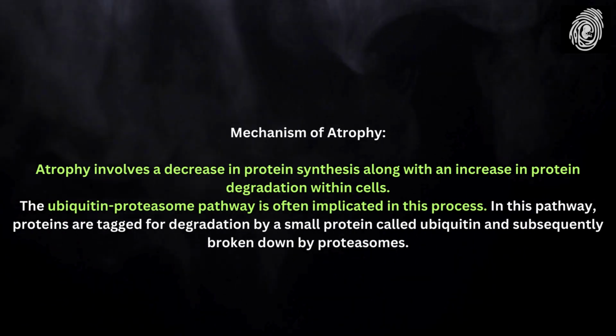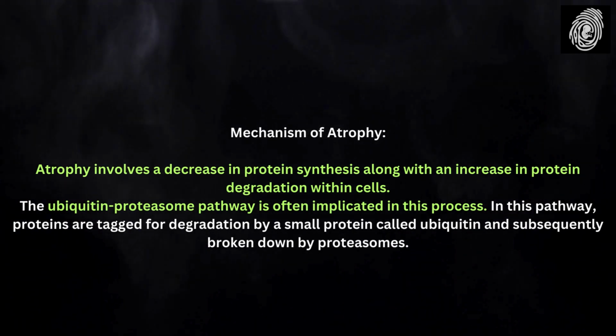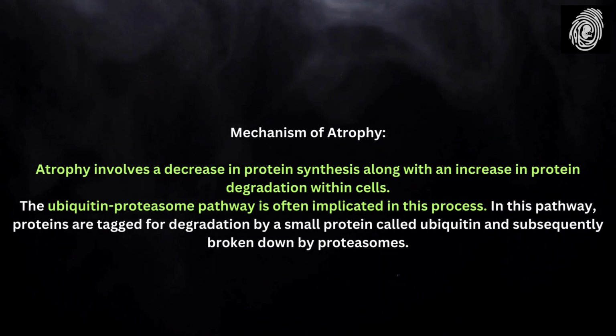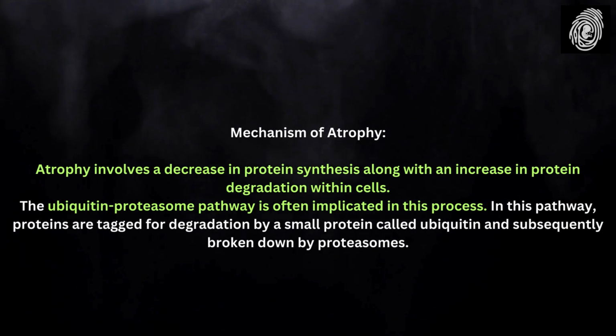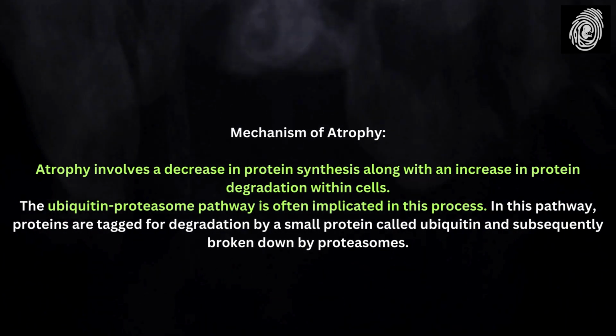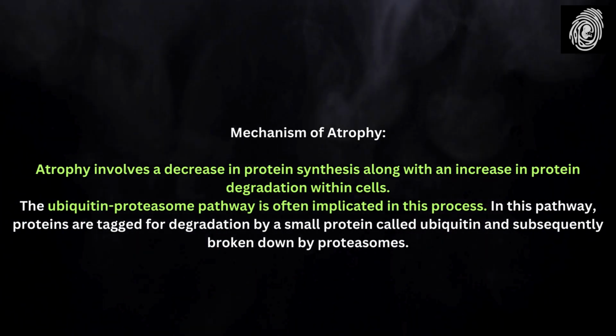Mechanism of atrophy. Atrophy involves a decrease in protein synthesis along with an increase in protein degradation within cells. The ubiquitin proteasome pathway is often implicated in this process. In this pathway, proteins are tagged for degradation by a small protein called ubiquitin and subsequently broken down by proteasomes.